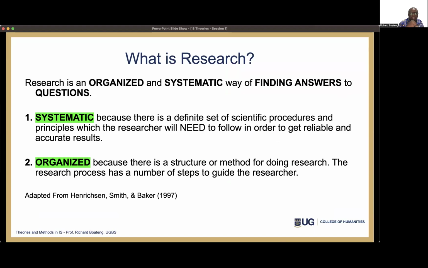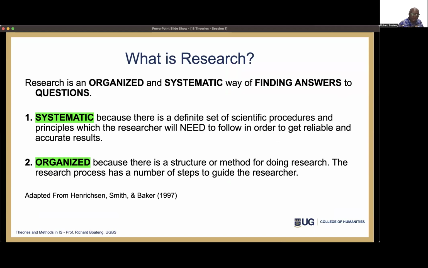So systematic means that there's a definite set of scientific procedures and principles which every researcher needs to follow, especially belonging to a particular discipline. So for a marketing research done by a marketer, the committee will expect certain principles and scientific procedures which are accustomed to marketing to be followed. The same way with information systems. For example, if an information systems person does research, we will need to make sure that we can find what is the artifact being studied, which is the system being studied, in what context it is being studied, and how it is being applied.